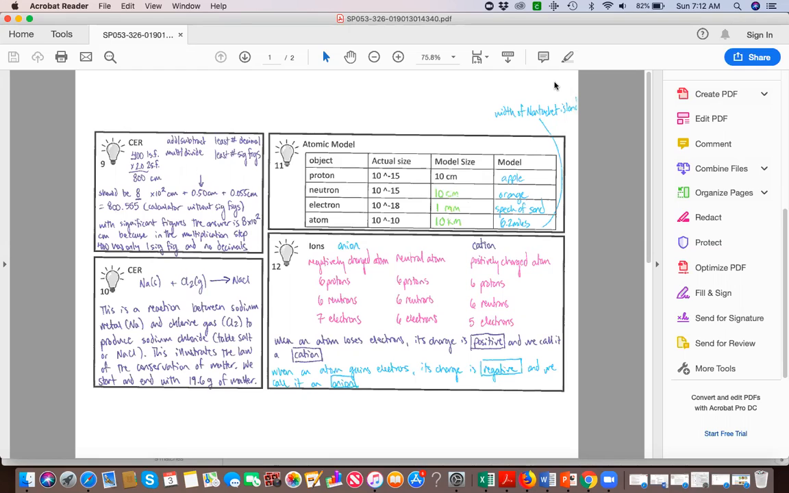The second claim evidence reasoning statement really had to do with the reaction between sodium metal, Na, and chlorine gas, Cl2, to produce sodium chloride, table salt, or NaCl. This illustrates the law of conservation of matter. We start and end with 19.6 grams of matter.